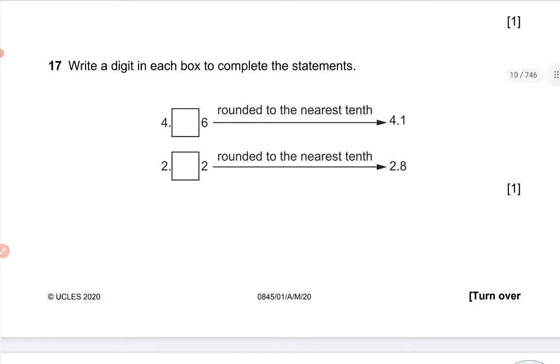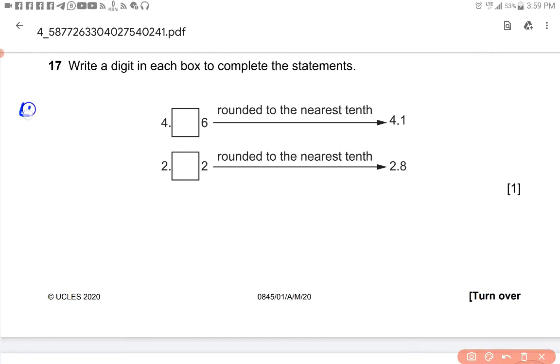After that, write a digit in each complete statement. The first one, 4 point missing number, then 6. And the second, 2 point missing number, then 2. Round it to the nearest tenth.